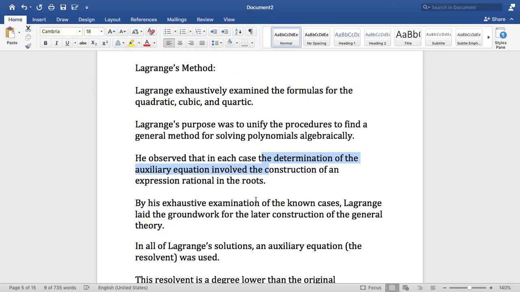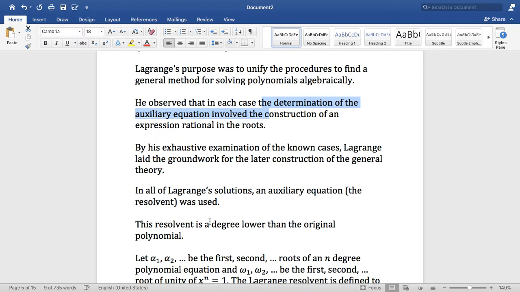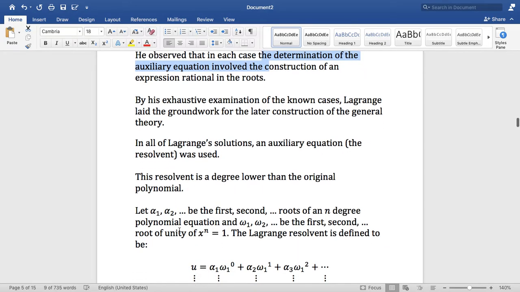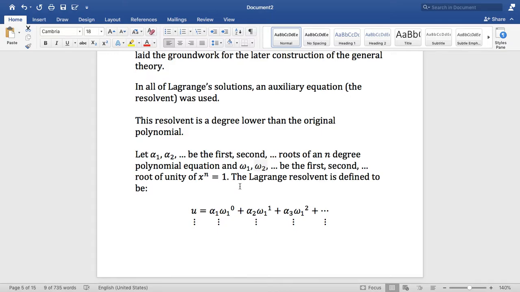By his exhaustive examination of the known cases, Lagrange laid the groundwork for the construction of the general theory. In all of Lagrange's solutions, an auxiliary equation called the resolvent was used. The resolvent has a lower degree than the original polynomial. Okay, now what is the resolvent?